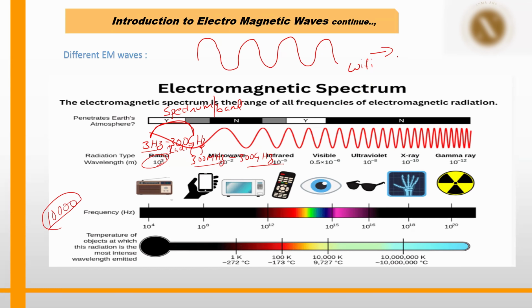So Wi-Fi, like we popularly use 2 bands, that is 2.4 gigahertz and 5 gigahertz. These are the 2 bands that we will use. The latest one is 6 gigahertz. 2.4 gigahertz means 2.4 billion cycles per second. So visible light falls somewhere in between here.